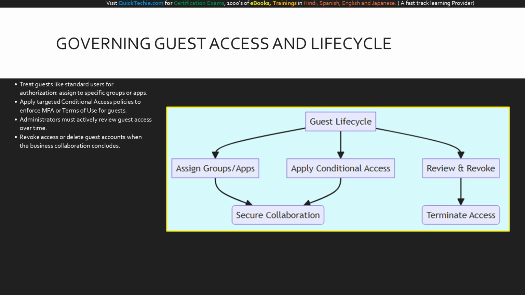For our final slide, we must address the ongoing governance and lifecycle management of these external guest accounts. Once a guest user is invited and accepts, they can be treated much like a standard user for authorization purposes. They can be added directly to a specific directory group or assigned to an enterprise application. To enforce robust, zero-trust security, it is an absolute best practice to apply conditional access policies specifically targeted at your external guest users. Because Microsoft Entra acts as your ultimate security boundary, you can require guests to perform multi-factor authentication or agree to formal terms of use before they access any sensitive corporate data.